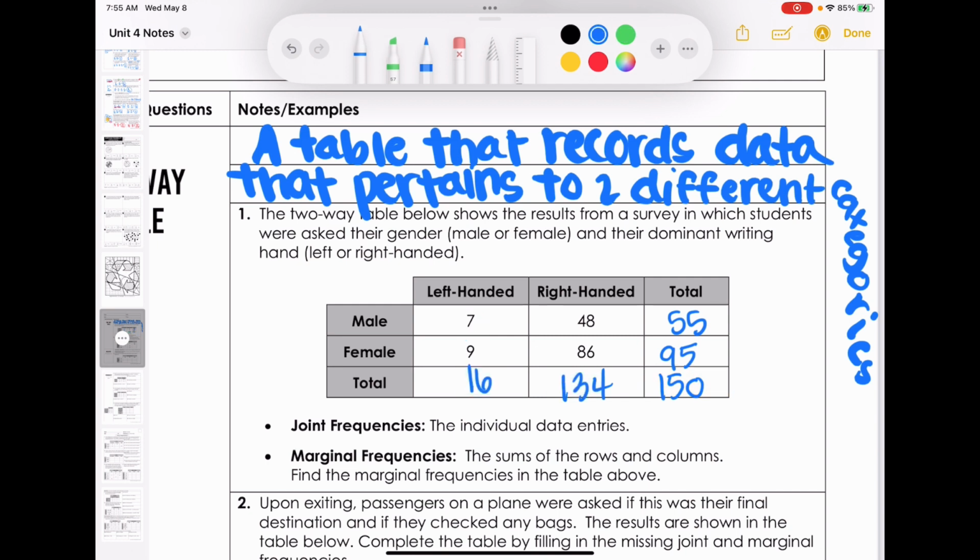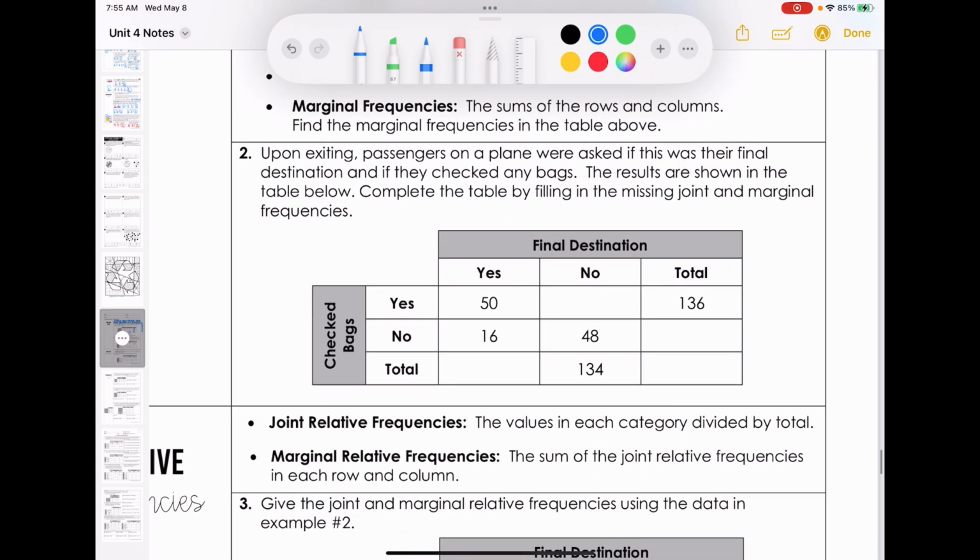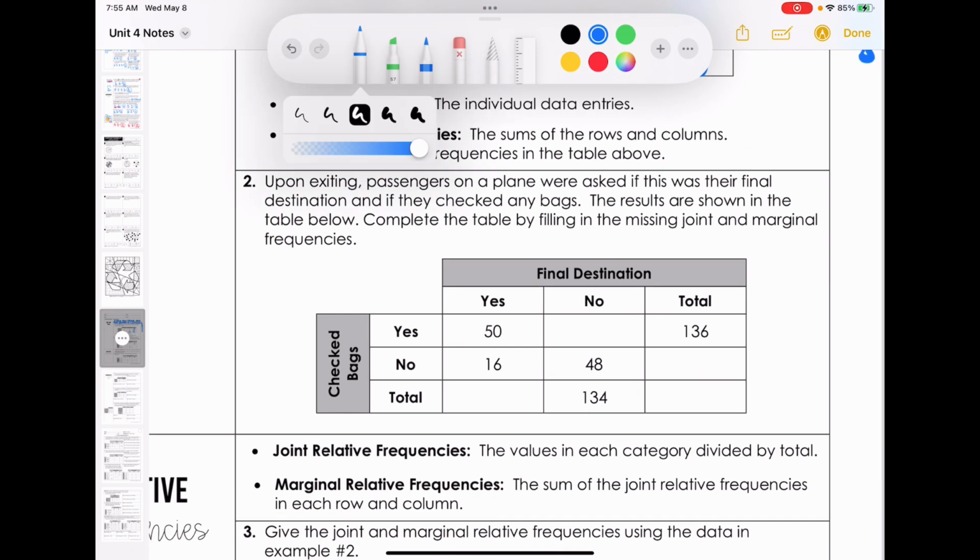All right, let's look at number 2. Upon exiting, passengers on a plane were asked if this was their final destination and if they checked any bags. The results are shown in the table below. Complete the table by filling in the missed joint and marginal frequencies. So in our first row, all we're missing is the total. So I just need to add 50 and 16 together, which gives me 66.